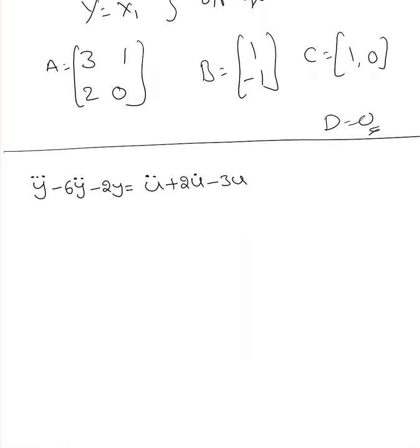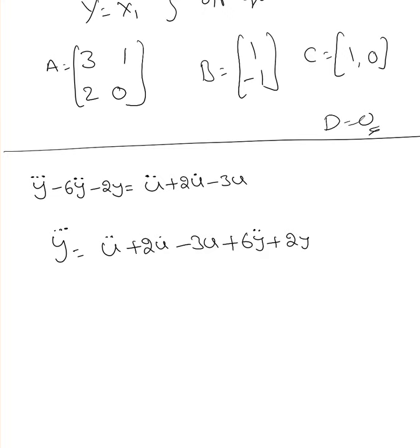Here is another mathematical equation. It's a third order system: y triple dot minus 6y double dot minus 2y equals u double dot plus 2u dot minus 3u. Here we are asked to find the state equation and output equation using the observable canonical form. Similarly, I'm going to write y triple dot equal to u double dot plus 2u dot minus 3u plus 6y double dot plus 2y.